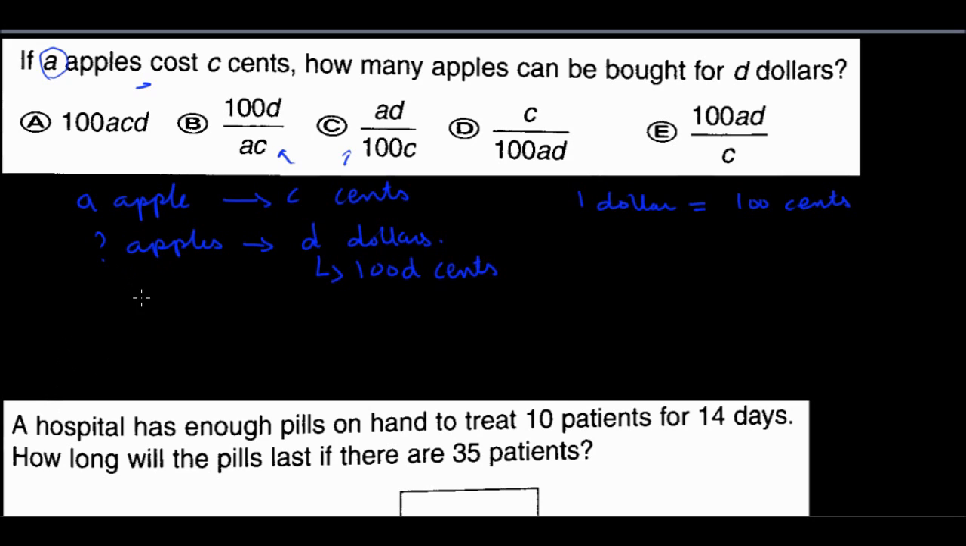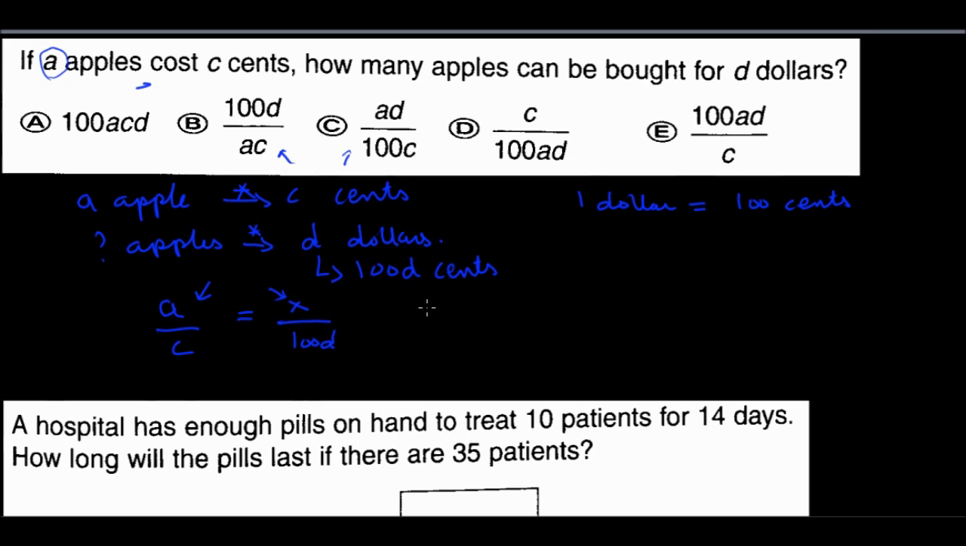Okay, let's set up our proportion. I know A apples can be bought for C cents, and I want to know how many apples, let's say X, can be bought for 100D cents. So basically I'm setting up my ratios. I know this ratio, A to C, A apples, C cents, that goes here on the left side, and this ratio, which should equal the first ratio, has an unknown number of apples and D dollars, which is 100D cents, which goes here.